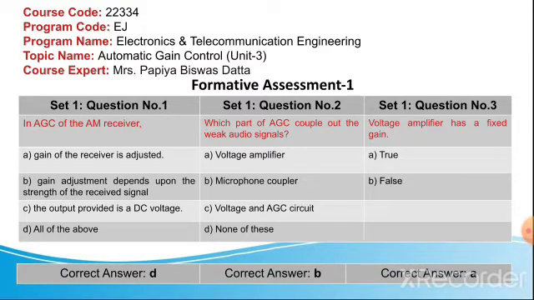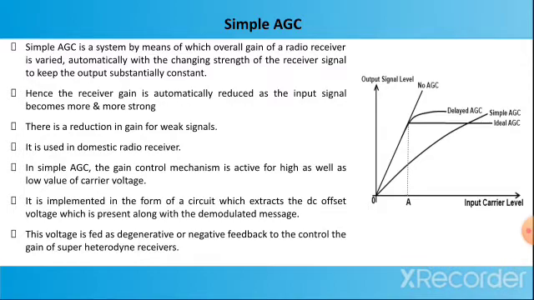Now let's move forward and talk about the types of AGC. The types of AGC are simple AGC and delayed AGC. First we will discuss simple AGC. Simple AGC is a system by means of which the overall gain of a radio receiver is varied automatically with the changing strength of the received signal to keep the output substantially constant. Hence the receiver gain is automatically reduced as the input signal becomes more and more strong. There is a reduction in gain for weak signals. It is used in domestic radio receivers.